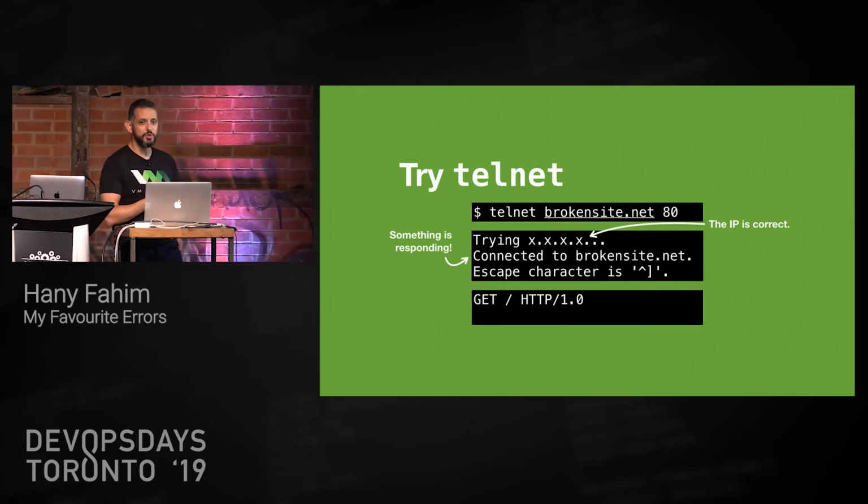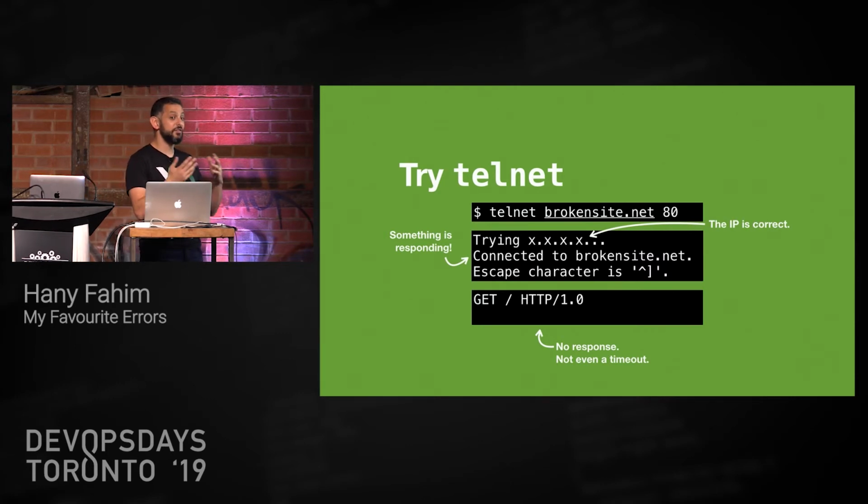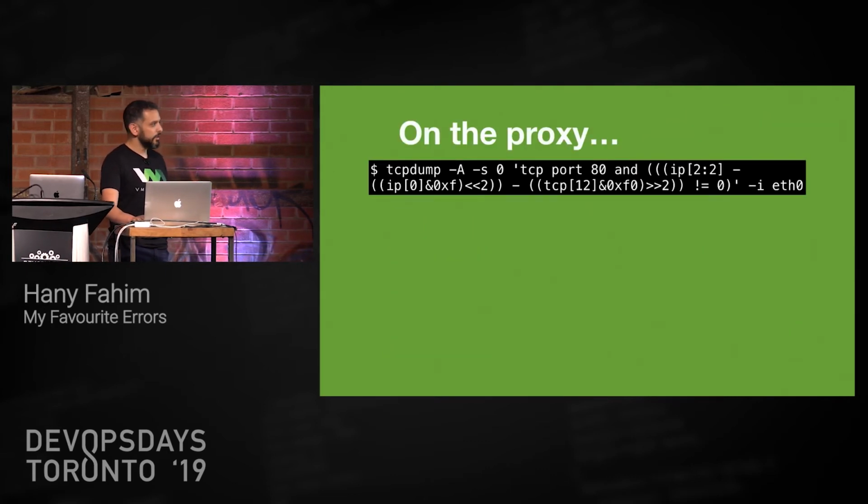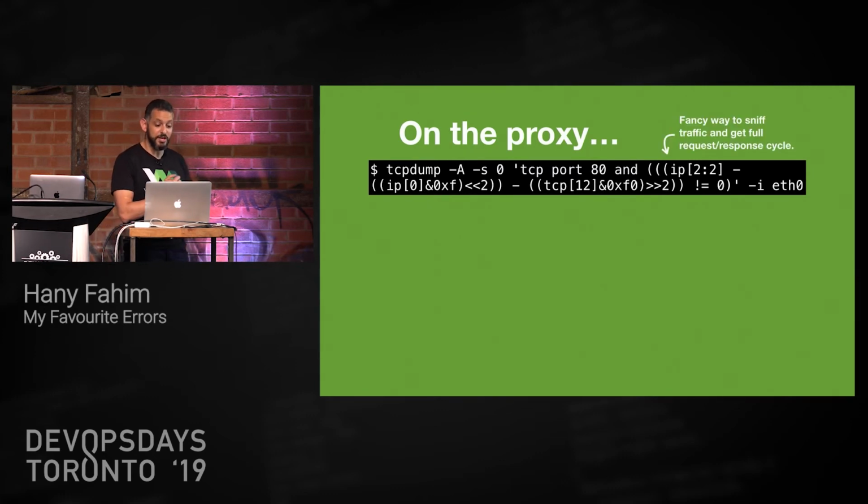Okay, so I issue a standard GET request to see what happens, and nothing. Nothing comes back at all. It just sits there, not even a timeout. This is exactly like the browser. So it begs the question, right? Is the request even making it over to the other side? I think it is, because I connected to someone and the IP is correct. So then on the proxy, I decided to run this fancy tcpdump command, which is just a nice way of getting the entire request response cycle to be displayed.